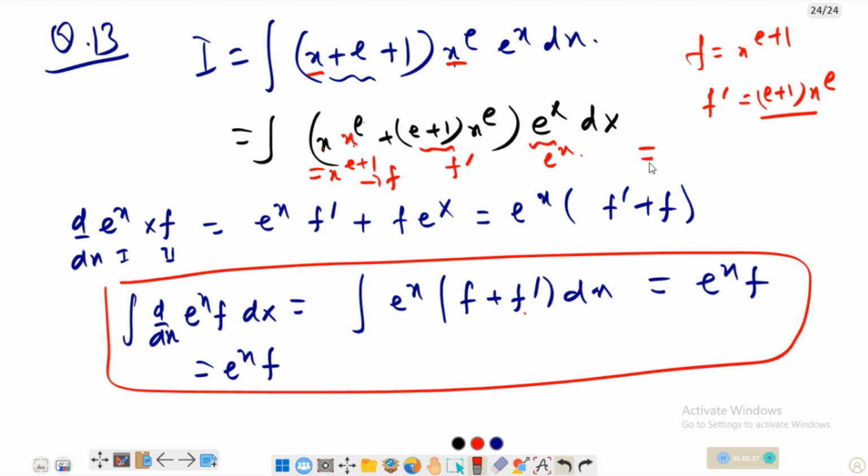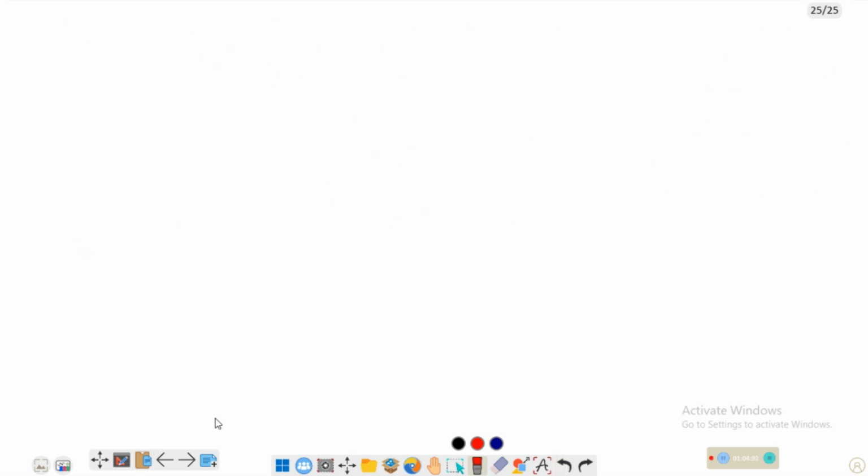So my answer is e to the power x into f, so f is x to the power e plus 1. Okay, plus c. So this is our solution. Okay, so the answer is e to the power x into x to the power e plus 1 plus c. Okay, so move to the next question, question number 14. Okay, question number 14. What is our question number 14?